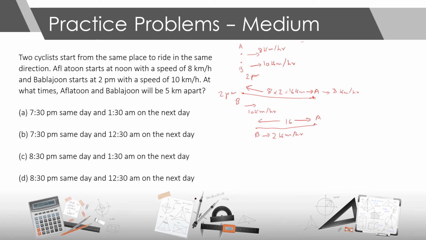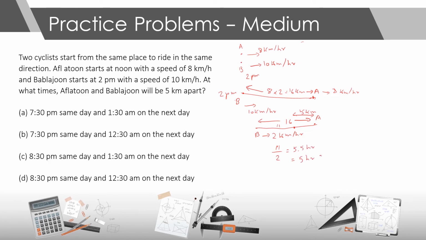Now, we want to know after how much time will the distance between them be 5 kilometers. So B has to travel 11 kilometers, and that he has to cover at a speed of 2 kilometers per hour. So we can simply say that the time taken will be 11 by 2, that is 5.5 hours.